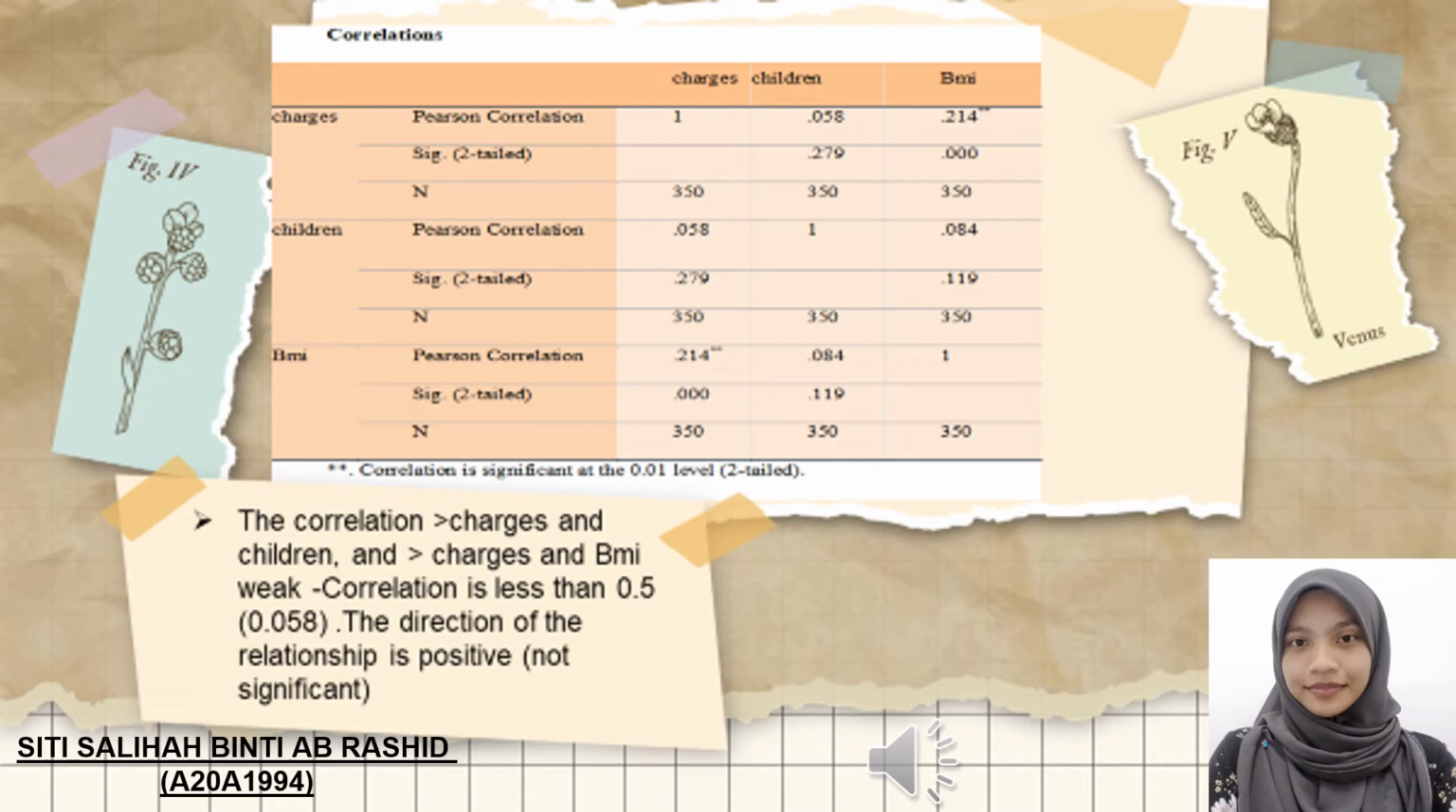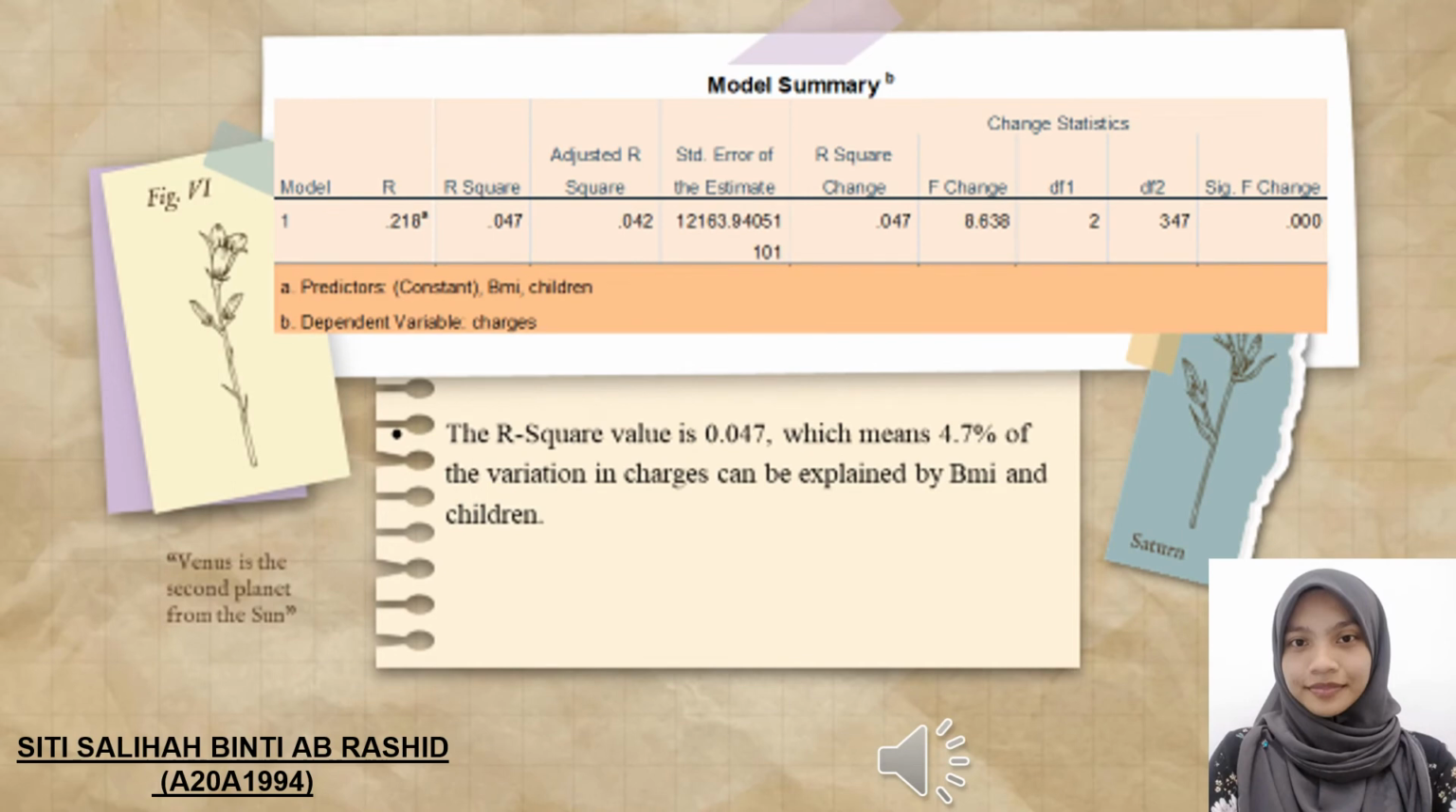Based on the correlation, the relationships between charge and children, and also charge and BMI, are weak since the Pearson correlation value is less than 0.5, that is 0.058. The direction of the relationship is positive, but the correlation is not significant at the 0.01 level, 2-tailed. In the model summary, the R square value is 0.047, which means 4.7% of the variation in charge can be explained by BMI and children.